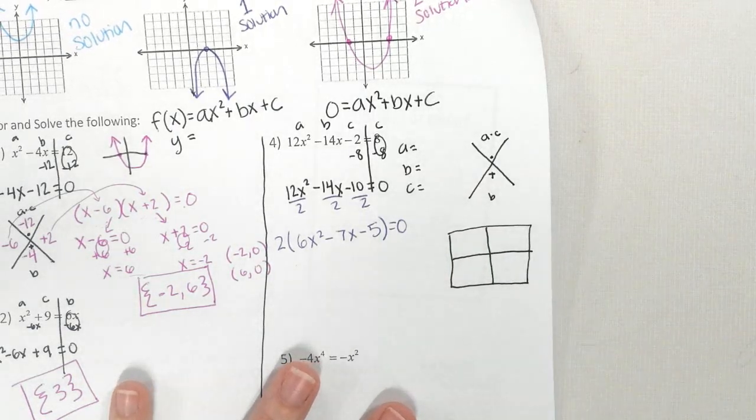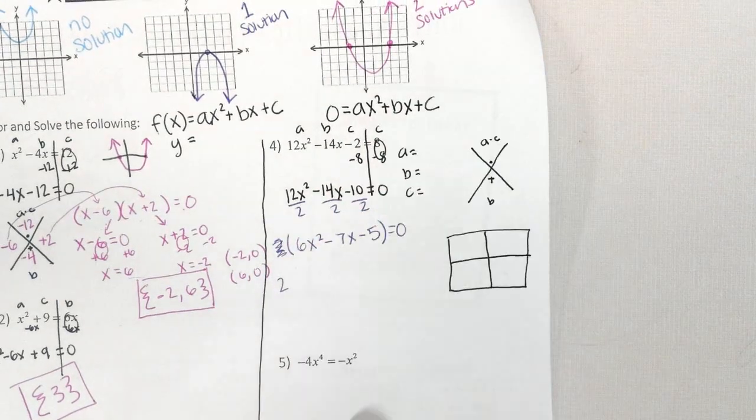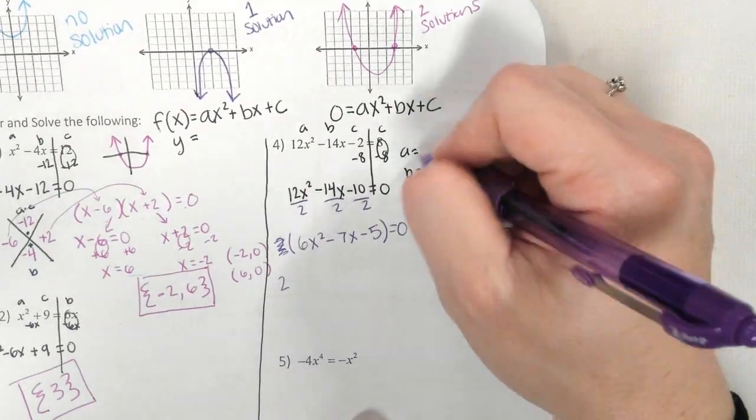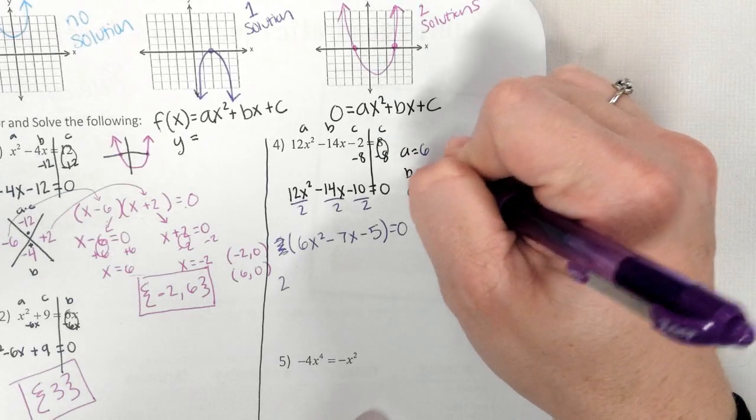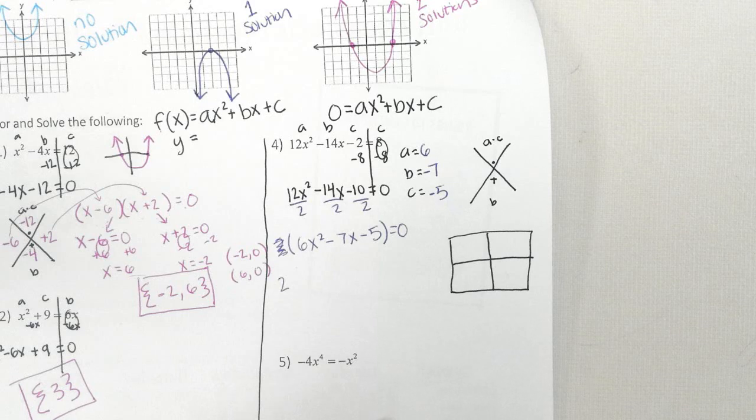Okay, so we're going to kind of ignore our GCF for a second. And what is my A? And what's my B? And what's my C? I wasn't sure if you were alive right there.